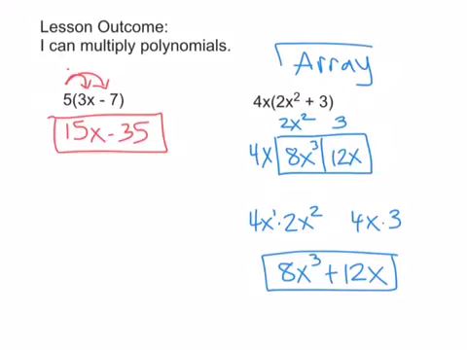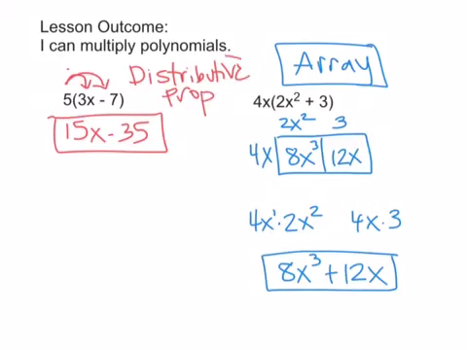Again, this is the array method, and this is the distributive property. Notice they're doing the same thing. They are just using a different strategy to get there.